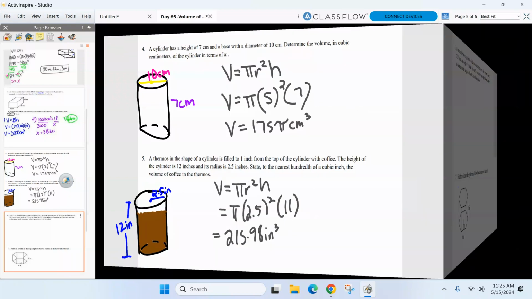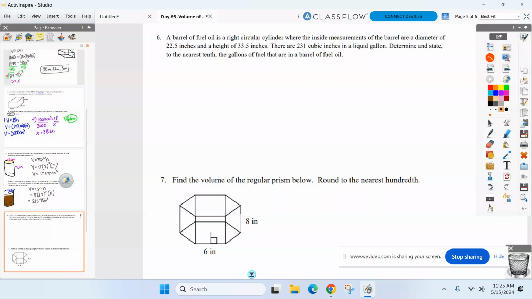Now I'm losing my 215.98 cubic inches of coffee. Next up, how about a barrel? Yeah, why not? We go thermos to barrel. How much oil is in this barrel?